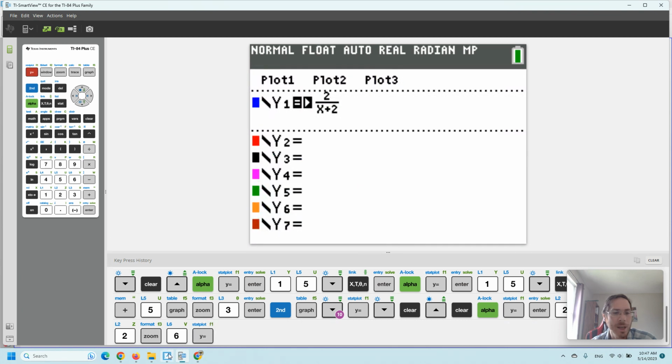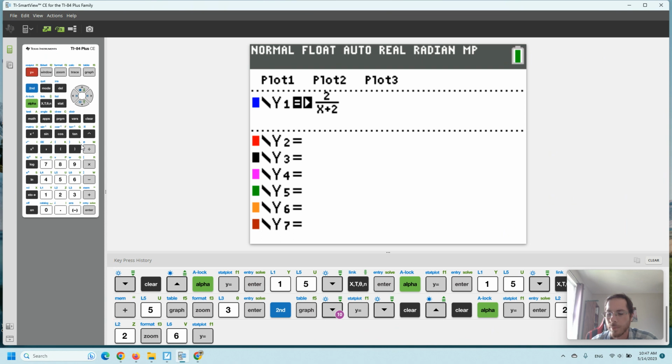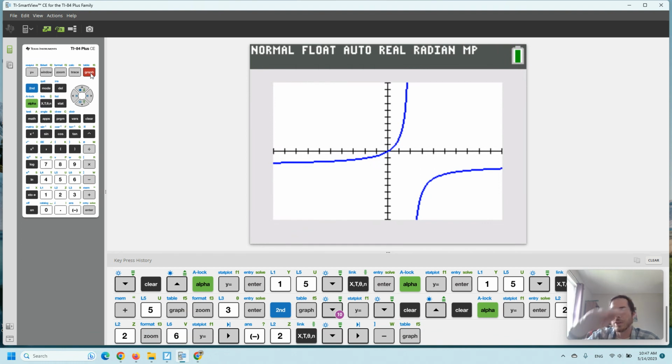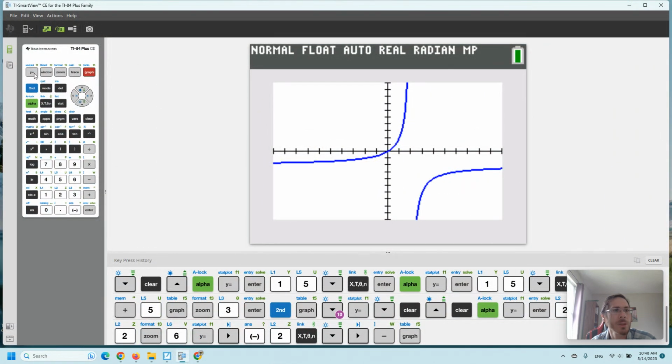Let's look at the other one that's not right first. So -2x over x minus 2. So the other one that's not right, you can see again that horizontal asymptote's at -2. It's down here, and it's not at 0. But we want it to be at 2. All right, so 2x plus 1 over x minus 2.